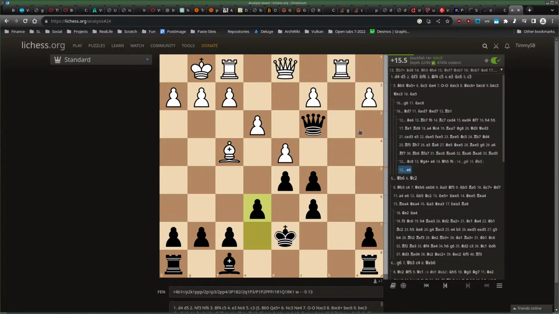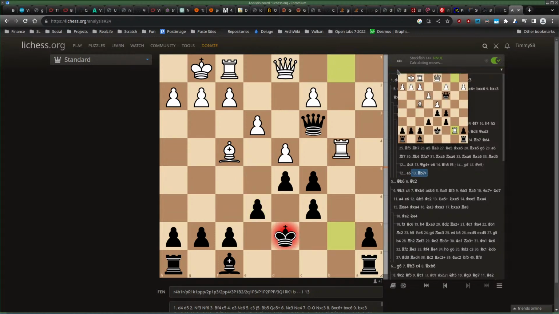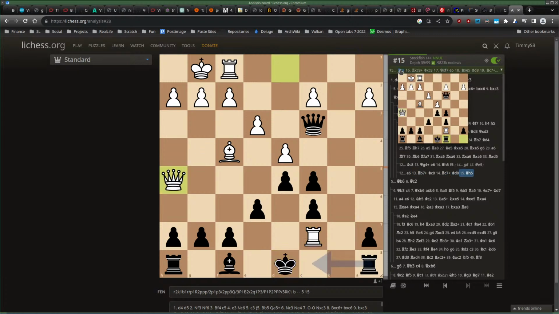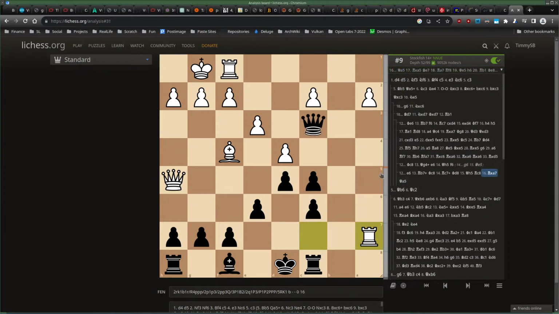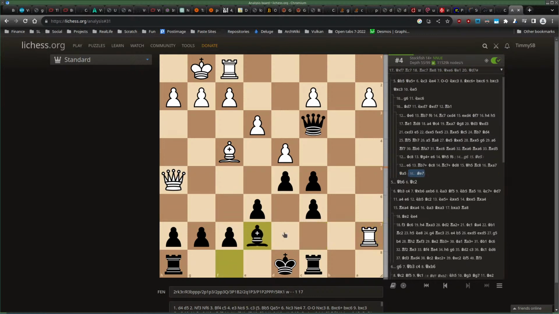Plus 13. Check. Mate in 17. Yeah, give the queen away to stop the mate in 9. I mean, that's a nonsensical move. He's threatening check and mate, I guess. So let's do this. Then what?